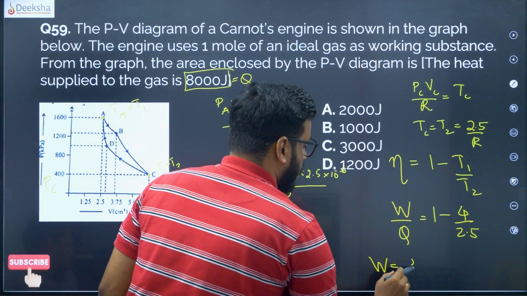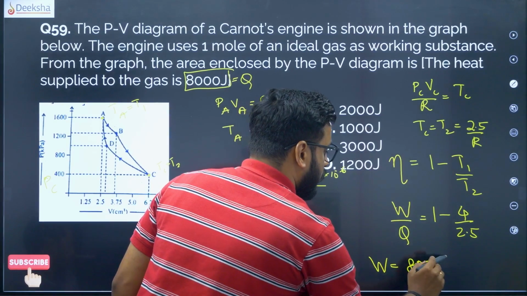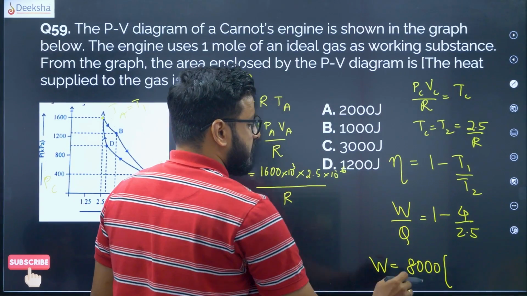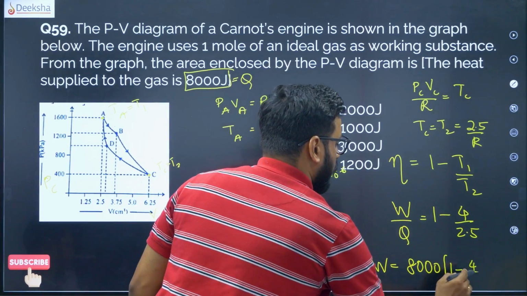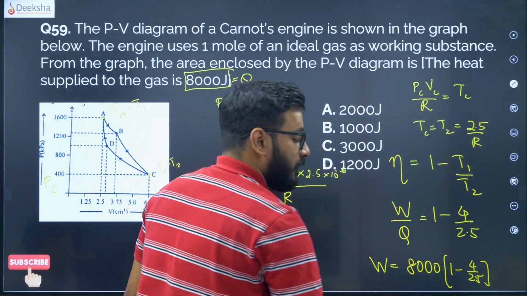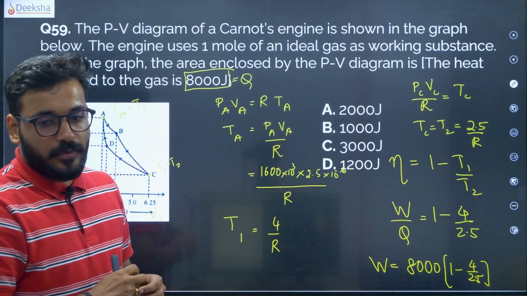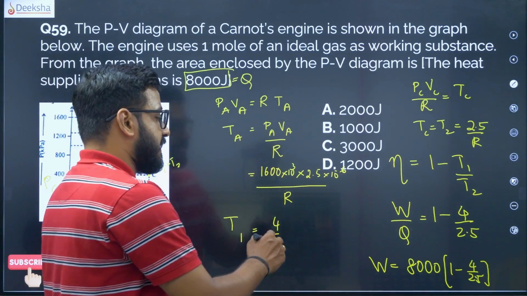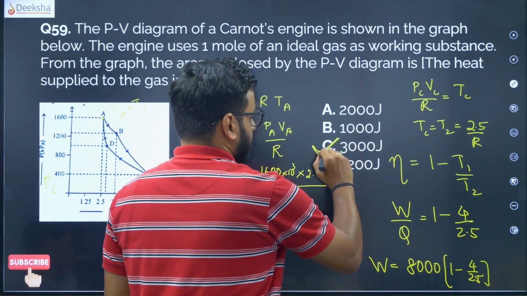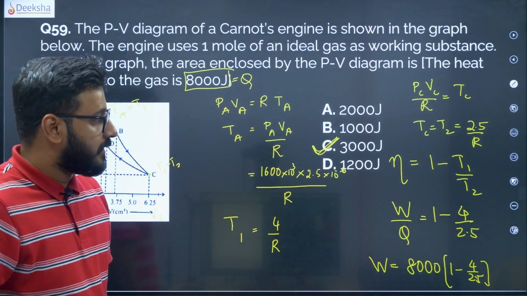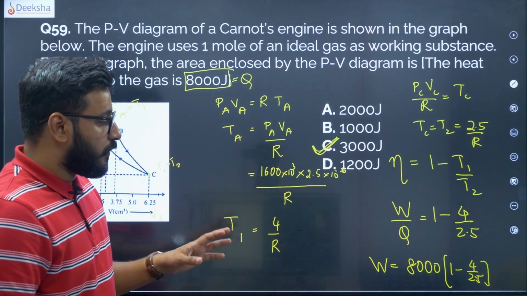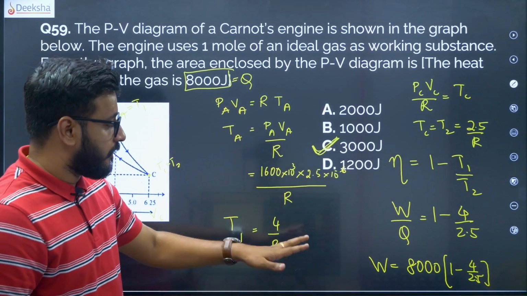So Q is equal to 8000 into 1 minus 4 by 2.5. Okay, 1 minus 4 by 2.5, and ultimately you will get the answer as option C. Okay, so you will get the answer as 3000 joules. Alright, so this is the correct answer.